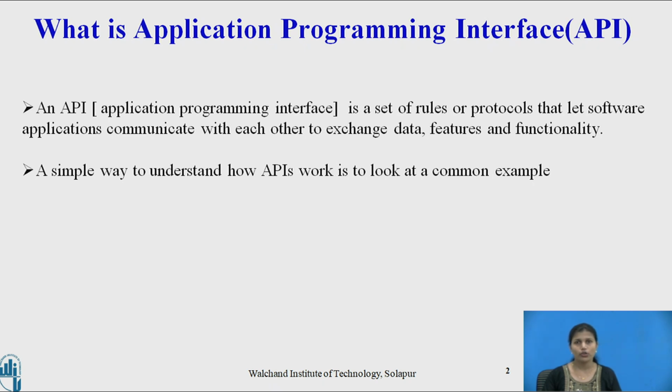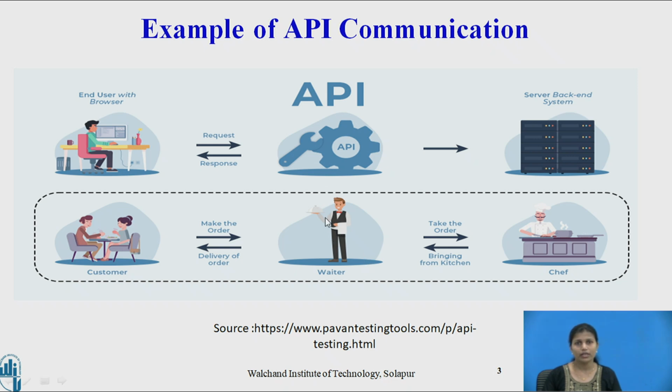So basically, what is application programming interface? An API is a set of rules or protocol that lets software applications communicate with each other to exchange data, features and functionality. Let's see one example for this. In this example, the customer makes the order to the chef through the waiter, and the waiter gives the order to the chef. The chef will bring the food whatever the customer has requested, and the waiter will deliver that food to the customer. So here in this example, the waiter is an API between the customer and the chef.